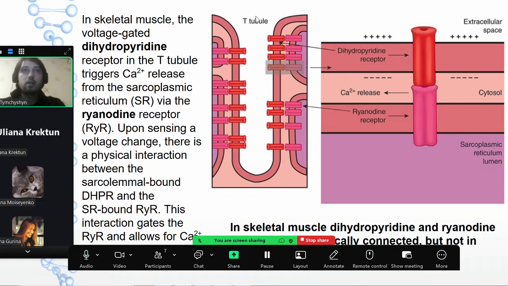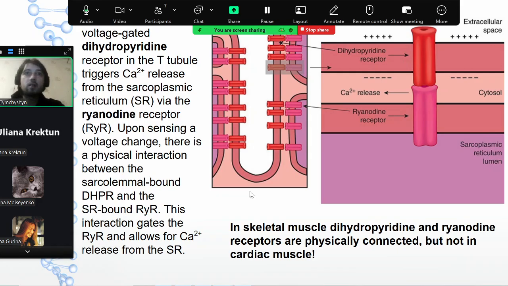And here is the promised T-tubule and receptors that I told you about. So here are two views. Here you see the dihydropyridine receptor, and here is the ryanodine receptor. So in skeletal muscle, the voltage-gated dihydropyridine receptors in the T-tubule trigger calcium ion release from the sarcoplasmic reticulum via the ryanodine receptors. So they are, in some sense, mechanically connected.